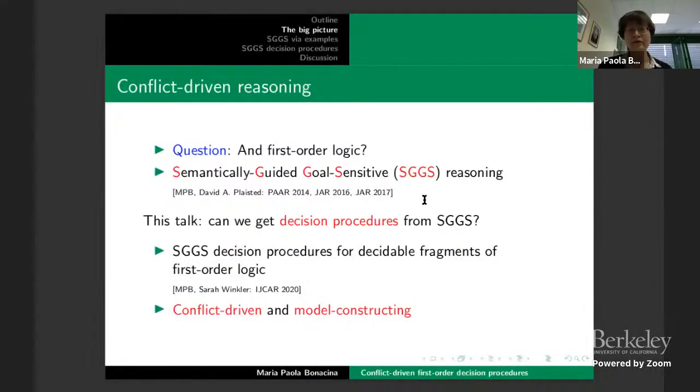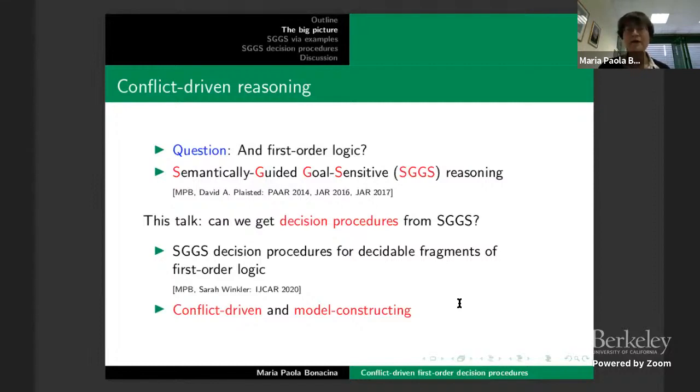Now, what about first-order logic? Here is where SGGS comes into the picture. And then the next question is, can we get decision procedures from SGGS? And the answer will be mixed. So SGGS will decide EPR and other fragments, but it will not decide some other fragments.